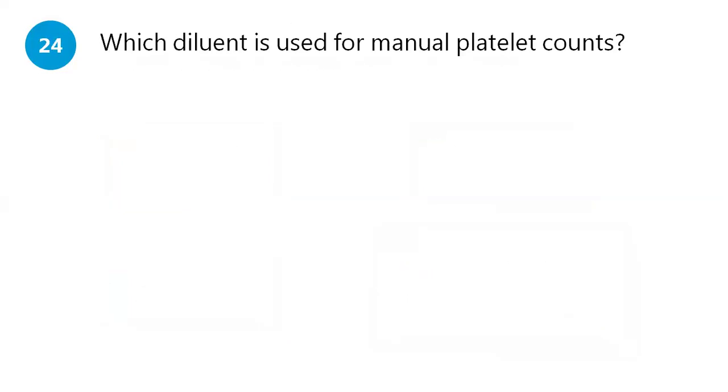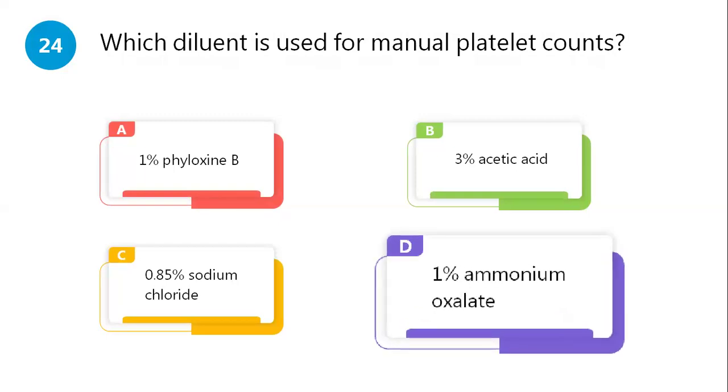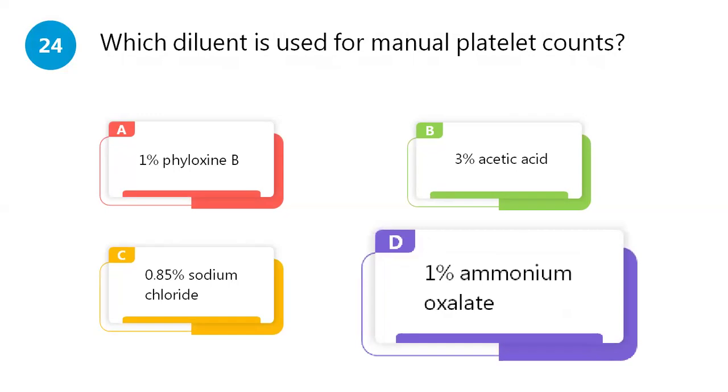Next question, which diluent is used for manual platelet counts? Option A, 1% phloxine B. Option B, 3% acetic acid. Option C, 0.85% sodium chloride. Option D, ammonium oxalate. The right answer is option D, 1% ammonium oxalate. It is the diluent used for manual platelet count, the thrombocyte count.